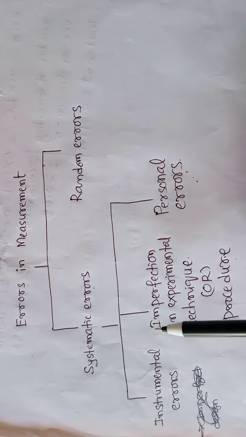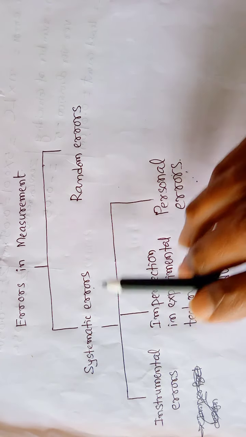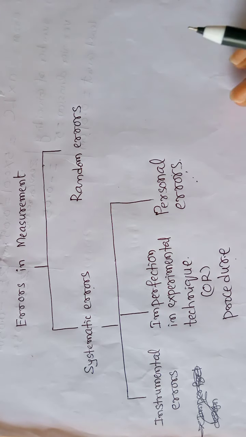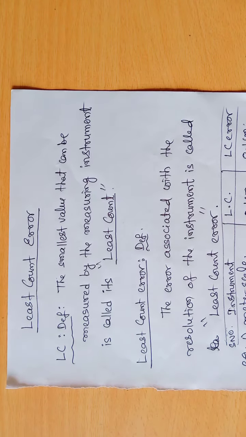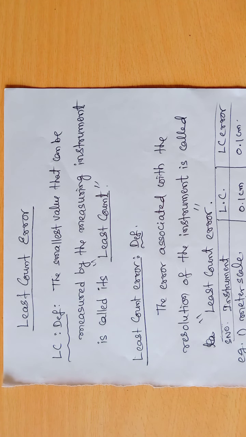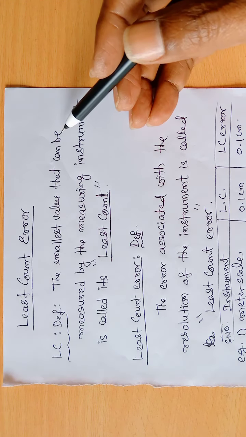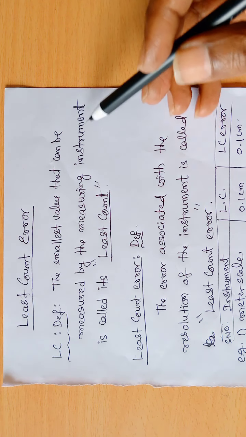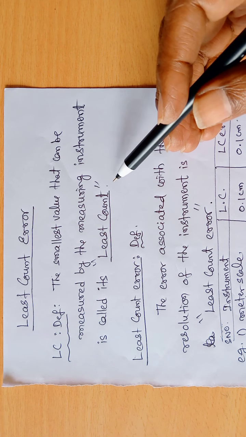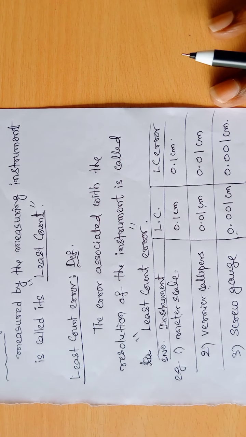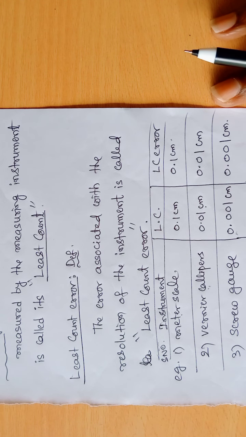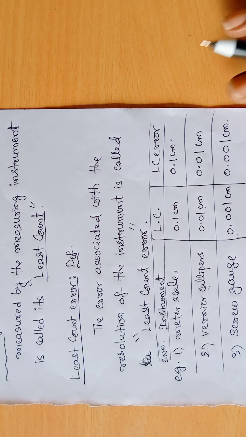In addition, see, errors are actually broadly divided into systematic errors and random errors. In addition to these two types, we will be considering another type also, and that is least count error. Least count means the smallest value that can be measured by the measuring instrument is called its least count. Least count error definition: the error associated with the resolution of the instrument is called least count error.